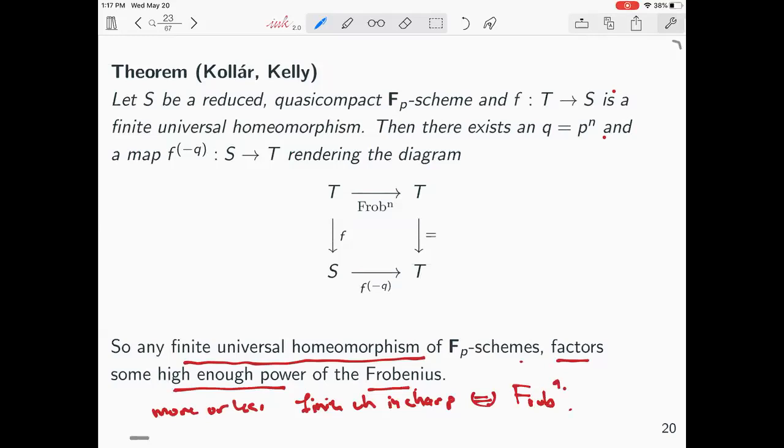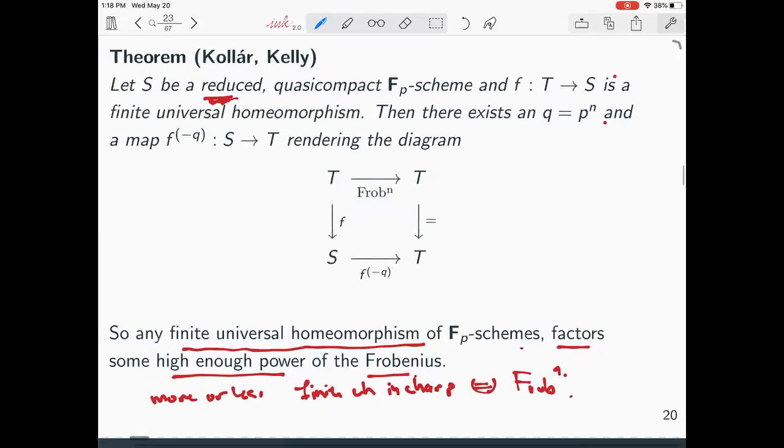And if you think about universal homeomorphisms, that is the finite ones over F_p, as just being a combination of Frobenii and nilpotent immersions, because I emphasize this word reduced, then you are in good shape. And that's pretty much the only interesting universal homeomorphisms that could happen.